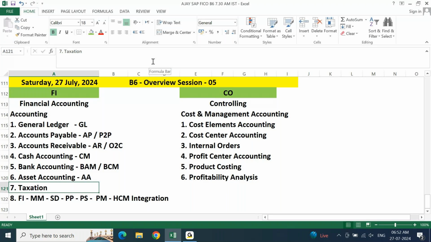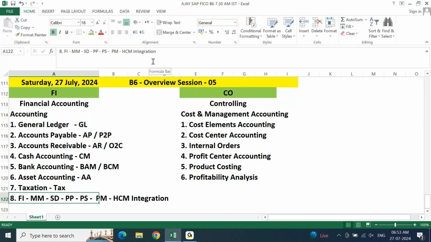Using asset accounting, you can valuate all your fixed assets. This is straight away FI related. Taxation is basically taxes. This taxation is of two types: one is direct taxation, another is indirect taxation. In short, sales and purchase taxes plus withholding tax. These two types of taxes are handled in your taxation module.